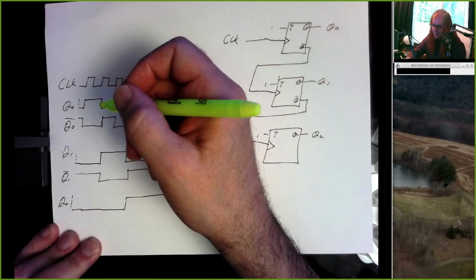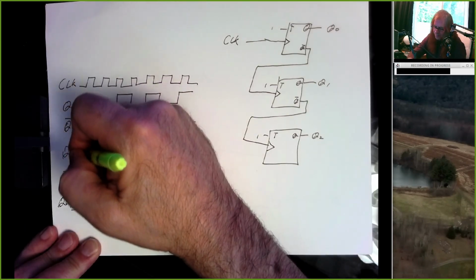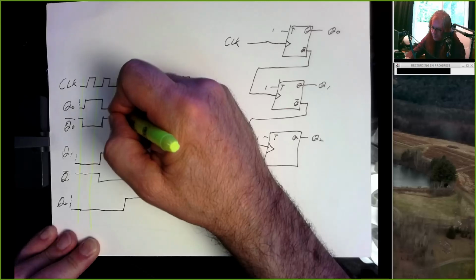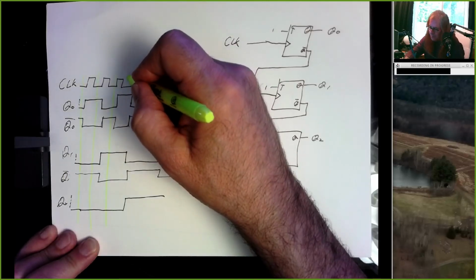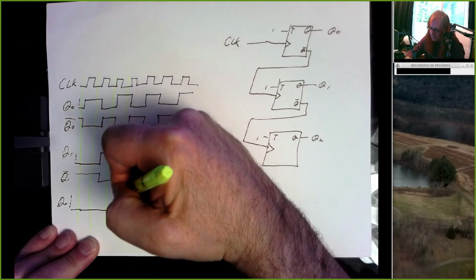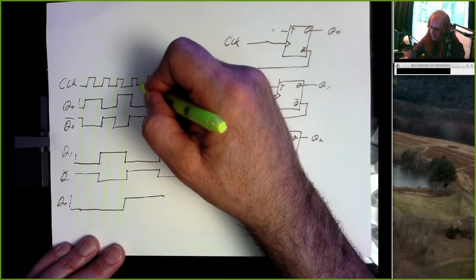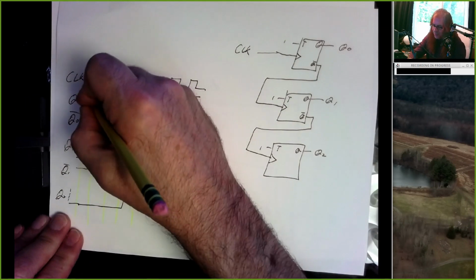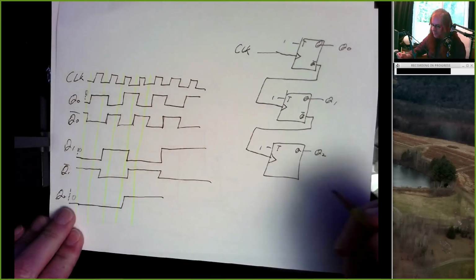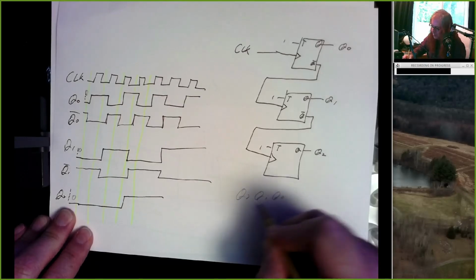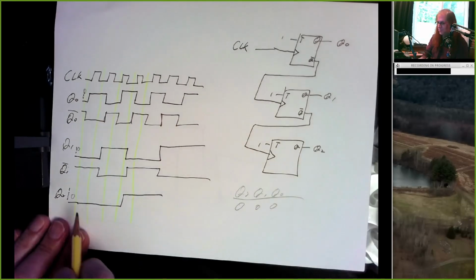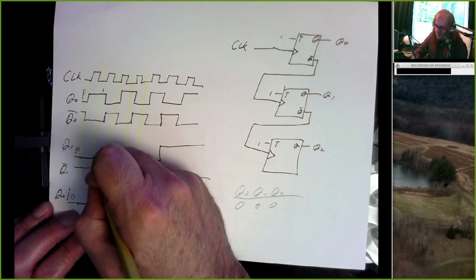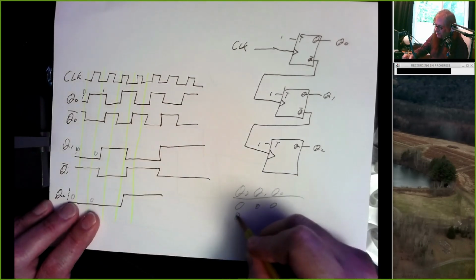So if we pick off some values, at this point, Q0 was a 0, Q1 was a 0, Q2 was a 0. So our 3-bit output at that point was 0, 0, 0. At this point, Q0 was a 1, Q1 was a 0, Q2 was a 0. So our output was now 0, 0, 1.